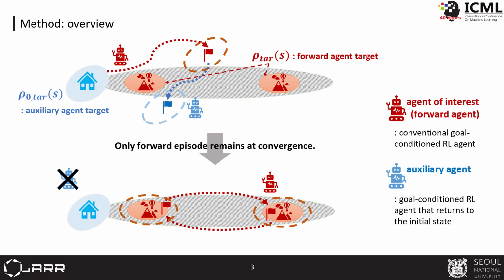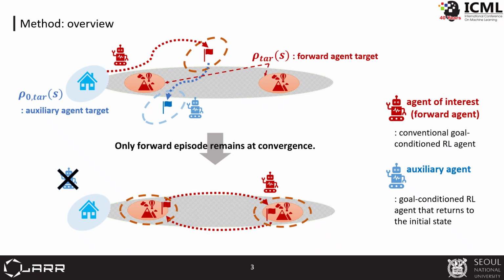Here is a conceptual overview of IBC. IBC alternates between the agent of interest and the auxiliary agent during non-episodic training to effectively subdivide a single continuous interaction into multiple forward and backward episodes. The auxiliary agent is tasked with returning to the initial state to provide a strong anchor in the non-episodic setting, and it gradually fades away as the agent of interest improves.